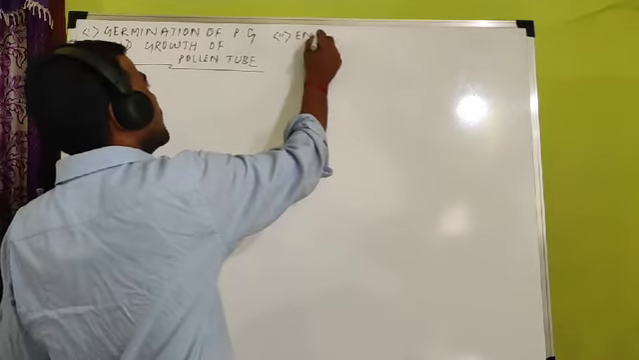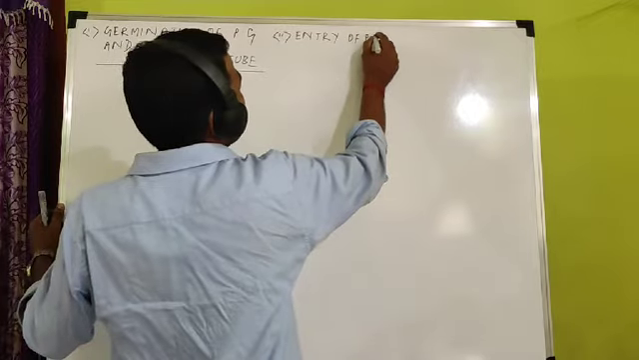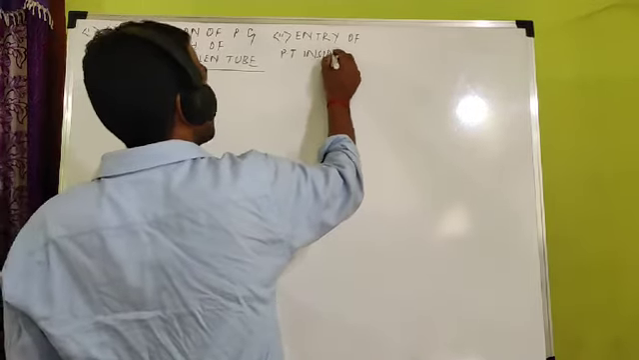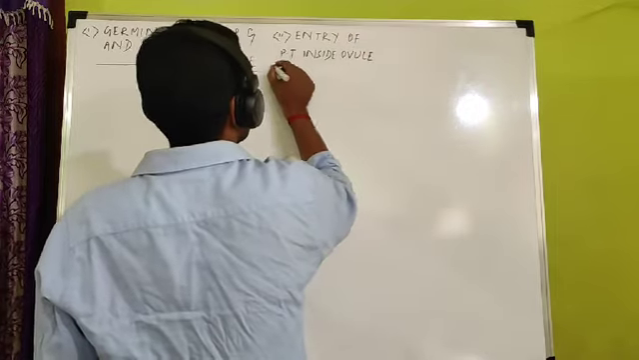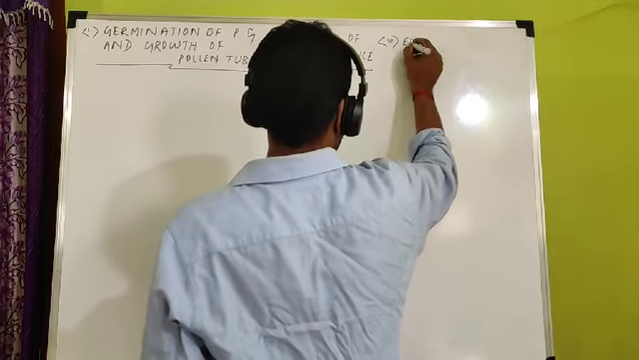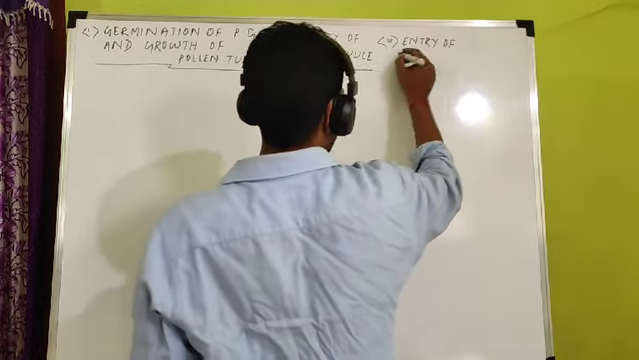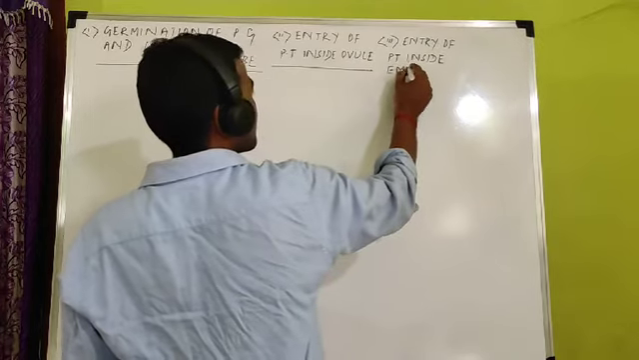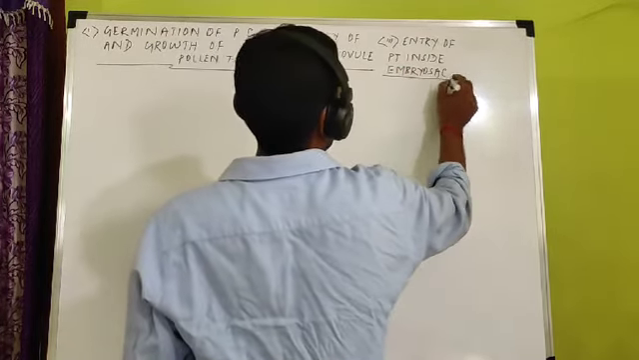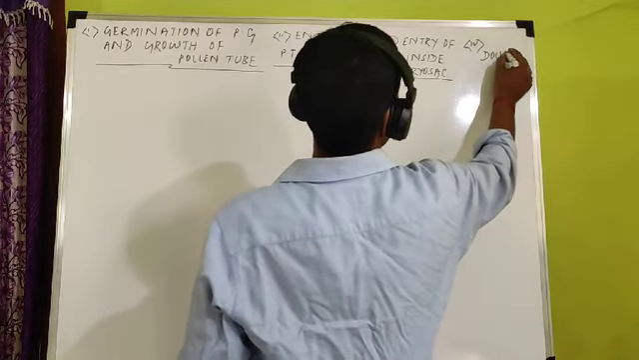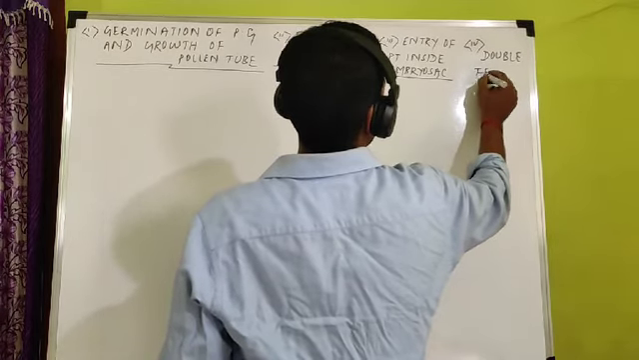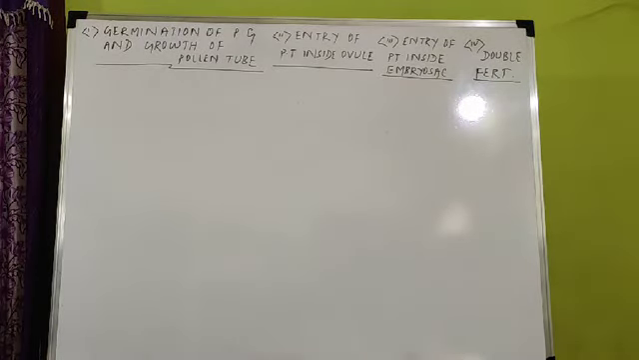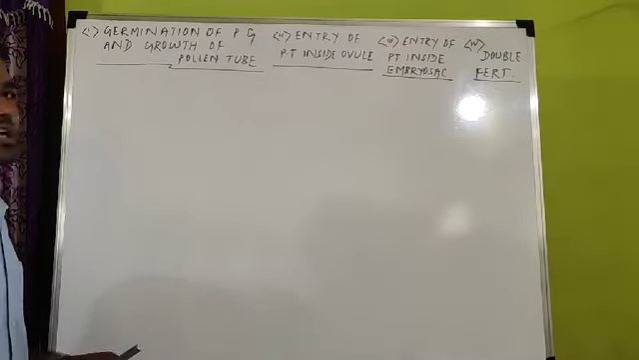Second, entry of pollen tube inside ovule. Third, entry of pollen tube inside embryo sac. And last is the double fertilization. So total 4 steps are there: germination of pollen grain and growth of pollen tube, entry of pollen tube inside ovule, entry of pollen tube inside embryo sac, and double fertilization.